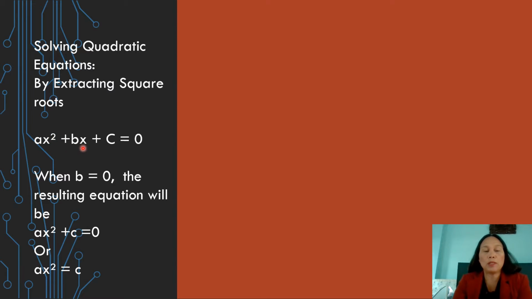Now, what will the equation look like when b is equal to 0? Which means we don't have the middle term anymore. So, our equation will be ax squared plus c is equal to 0, or ax squared is equal to c. If this is the case, that b is equal to 0, we can now solve the quadratic equations. An alternative is by extracting square roots.